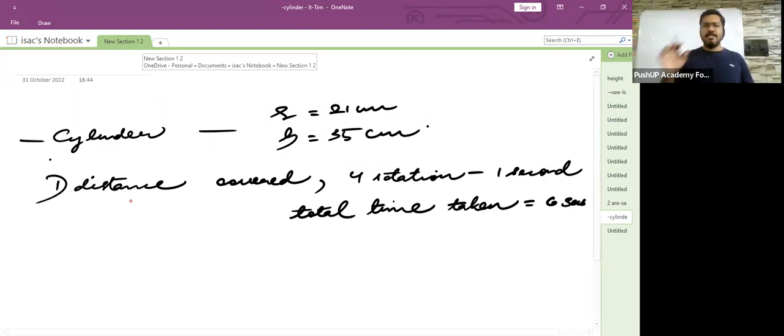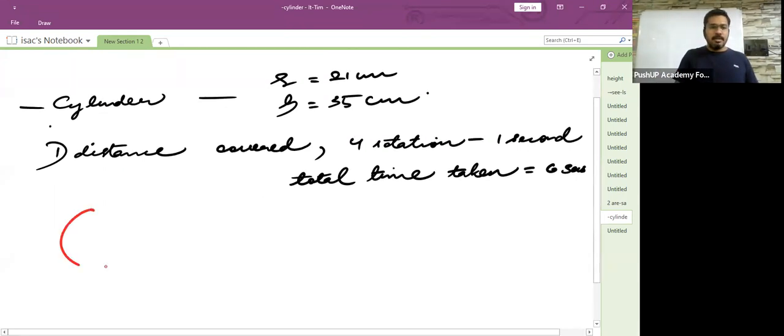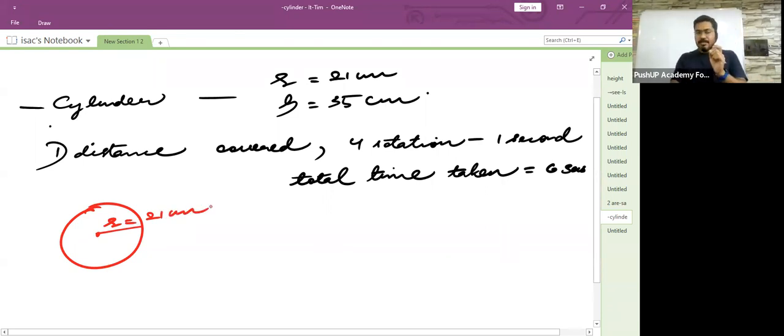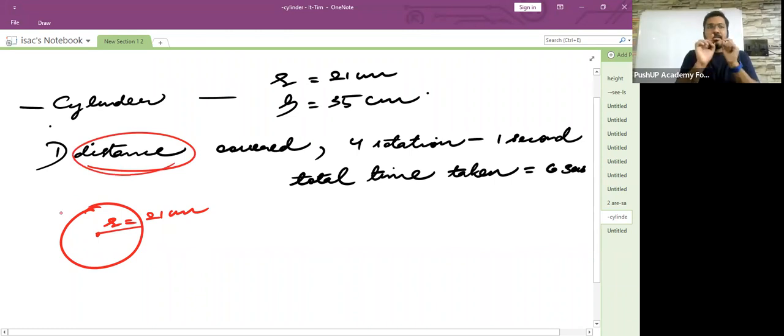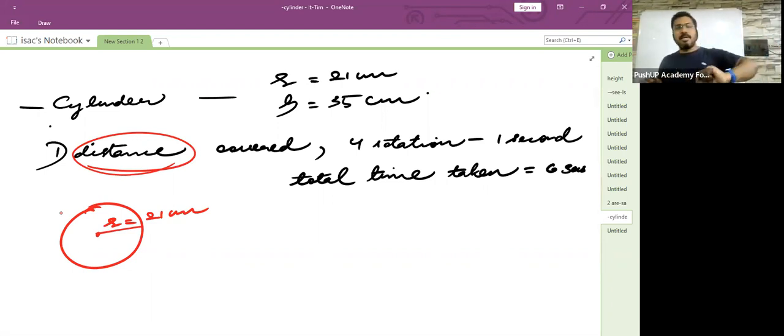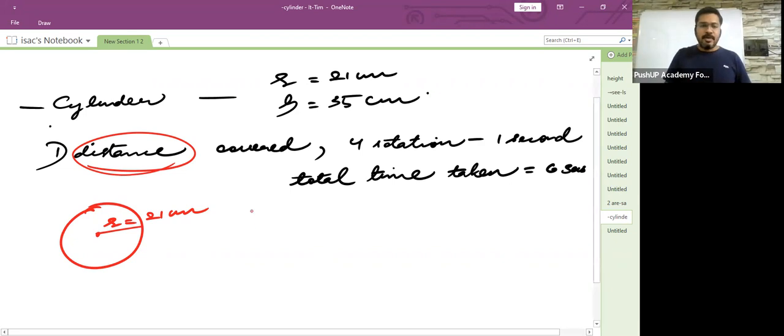Now, listen to this. I gave you the radius of the cylinder. How much was it? The radius is equal to 21 centimeters. And I asked you to find only the distance covered by the cylinder. So if I'm asking you to find the distance covered by the cylinder or by a wheel, the formula should be the same, isn't it? What is the formula? 2 pi r. Because the distance covered by a cylinder or a wheel is equal to 2 pi r in one rotation. So let's find out in one rotation, how much is the distance covered?